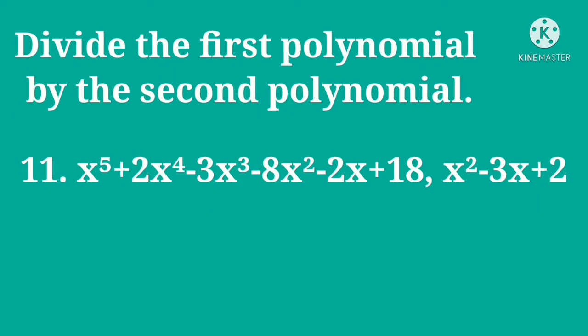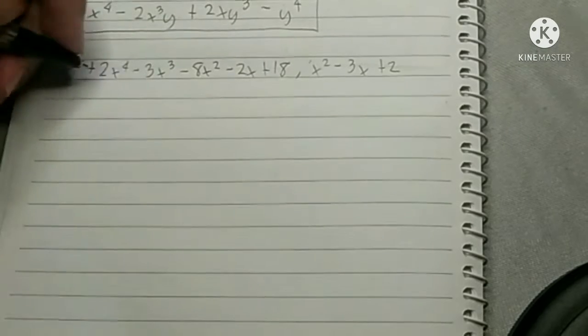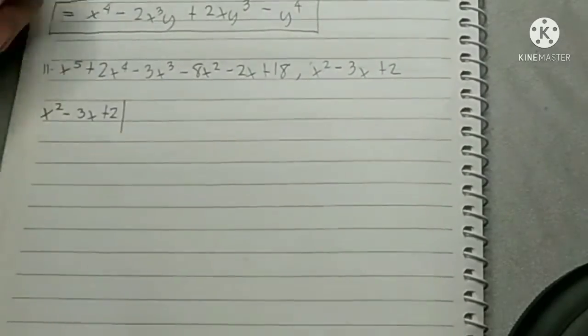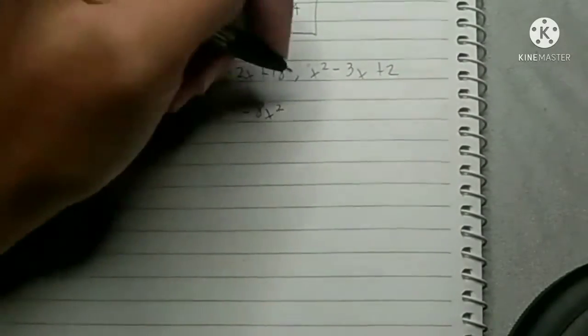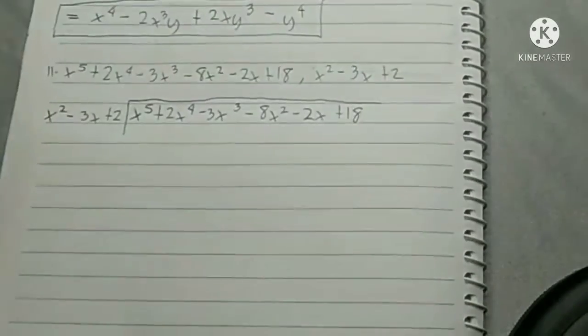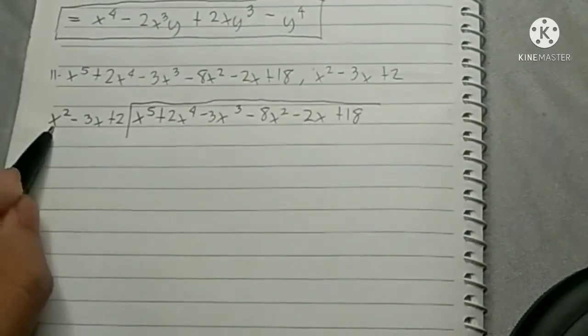For number 11, we are going to divide the first polynomial by the second polynomial. So our first polynomial is x raised to 5 plus 2x raised to 4 minus 3x cubed minus 2x squared minus 2x plus 18 and the second is x squared minus 3x plus 2. So now we're going to write down our given polynomials. And now we can start to divide.